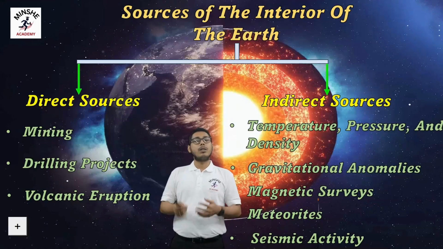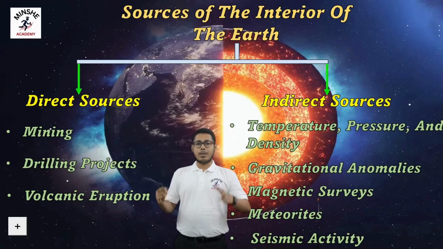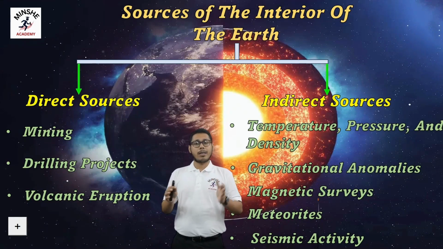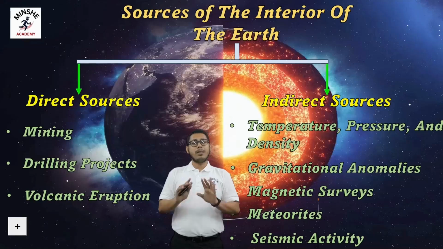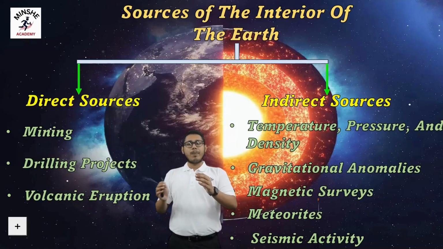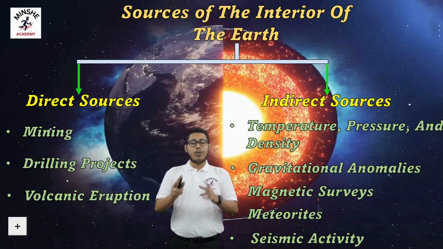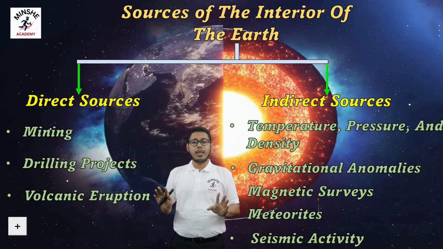Seismic activity means that when an earthquake happens, waves are released. And there are various kinds of waves, which we will learn about in depth in class 11. But for the time being, just know there are waves which pass only through solids, and waves which pass only through liquids. There are various kinds of waves.